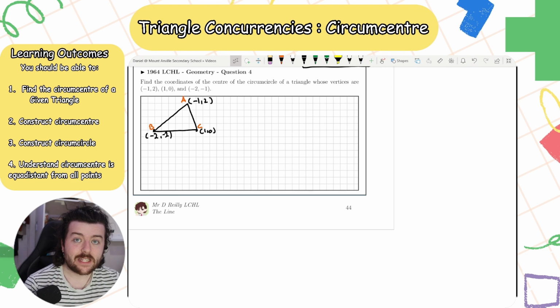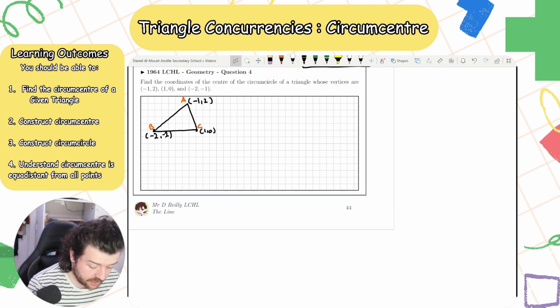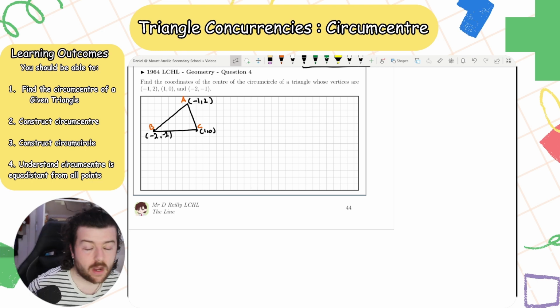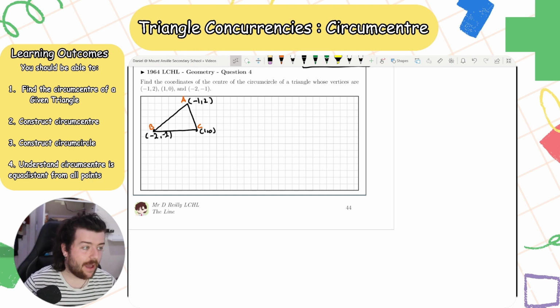Right, so let's look at this question now from 1964. So this one's swinging 60s, right? So the hippies were doing this one in their Leaving Cert. So find the coordinates of the circumcenter of the triangle whose vertices are minus 1, 2, 1, 0, and minus 2, minus 1.